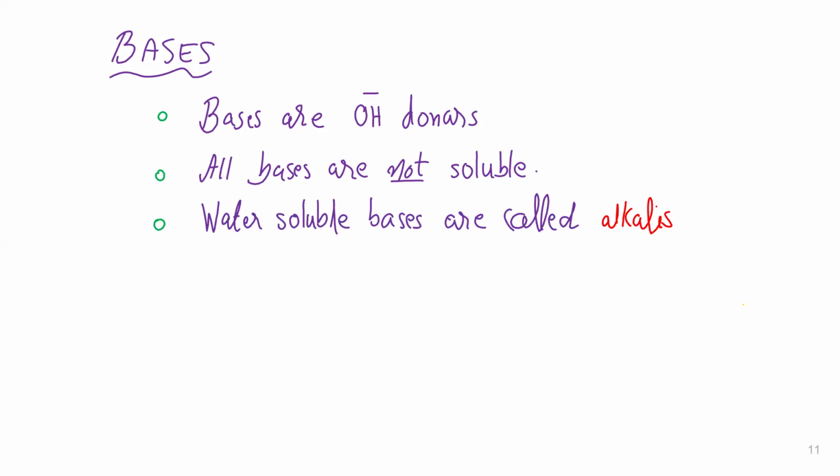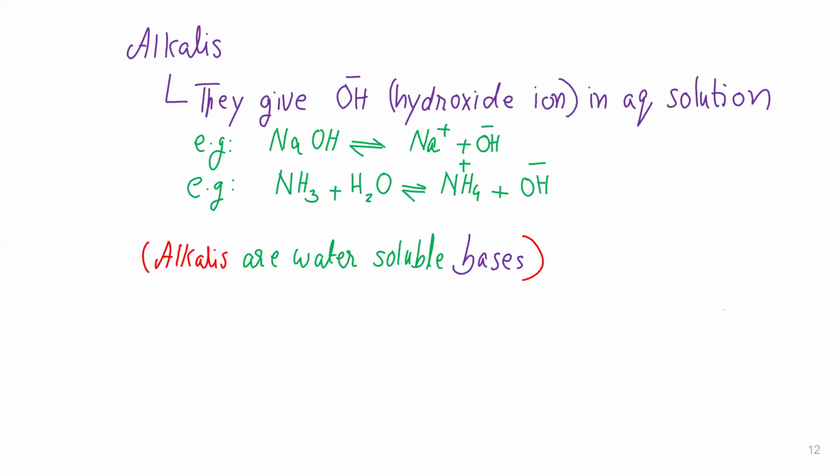So we have a concept: water soluble bases are called alkalis. Water soluble bases are called alkalis. So repeat the concept. Bases that are soluble in water are called alkali, which give you OH minus. Yes. Bases are those which give you OH minus. And what are alkalis? Alkalis are those which are soluble in water. They release OH minus, which is hydroxide ion, in solution.